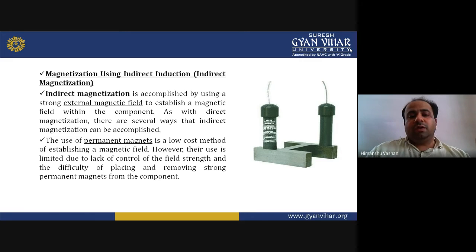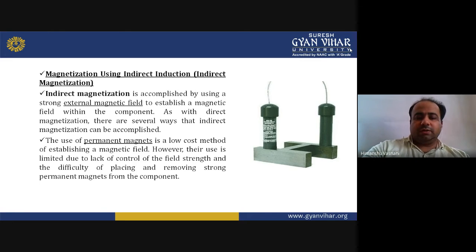So, the use of permanent magnets is a low cost method for establishing a magnetic field. However, their use is limited due to lack of control of the field strength and the difficulty of placing and removing strong permanent magnets from the component. Okay, but they say that the use of permanent magnets is a low cost method, and you can establish a magnetic field with this.